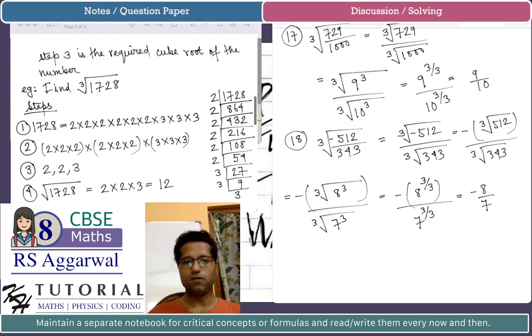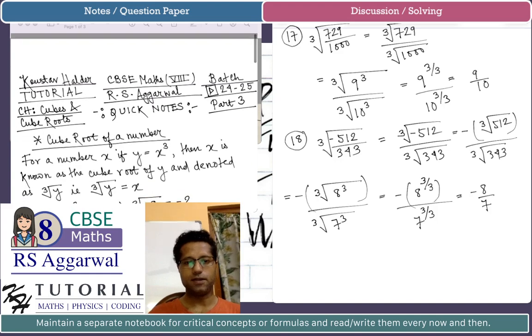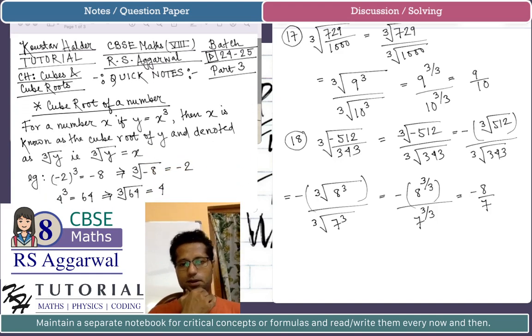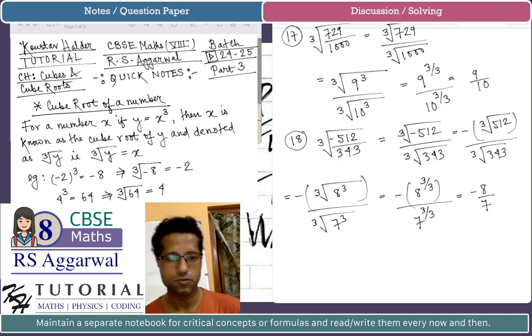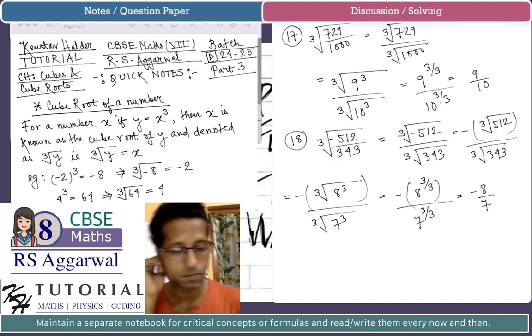So I hope this video was beneficial in understanding the cube root of a number and some of the properties of cube roots and the prime factorization method to find the cube root of a perfect cube. And this was beneficial to understand the concepts of cube root.